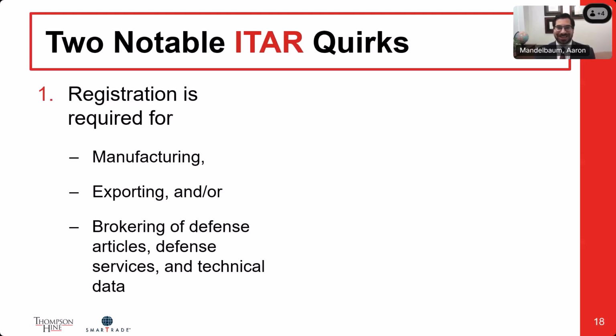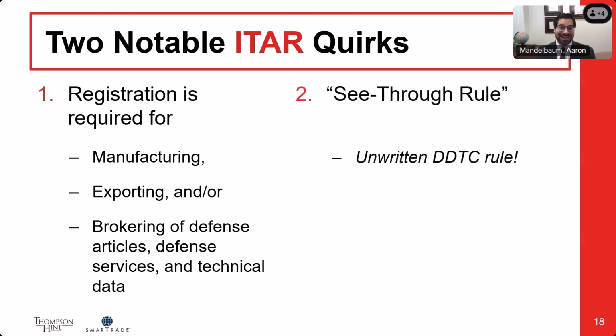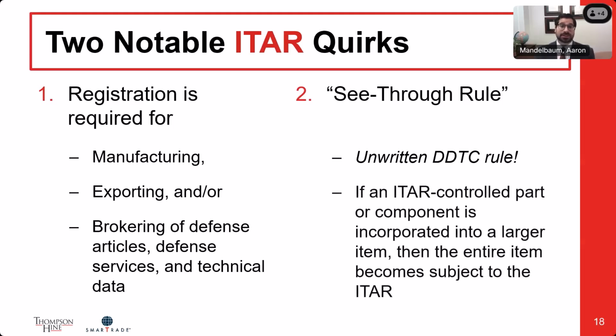But the second quirk is objectively the quirkier of the two. It's what's called the see-through rule. And this rule is so quirky, it's actually not even in the ITAR. It is an unwritten DDTC rule. And what the see-through rule states is that if you have an ITAR-controlled part or component, and it is subsequently incorporated into a larger item, doesn't matter where that incorporation takes place, whether in the United States or abroad, then that whole larger item will now become subject to the ITAR. So that is the ITAR system in a nutshell.